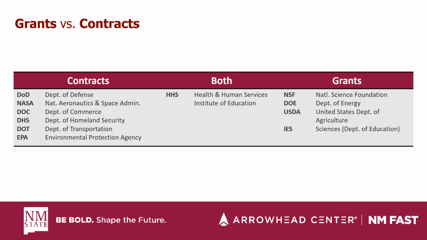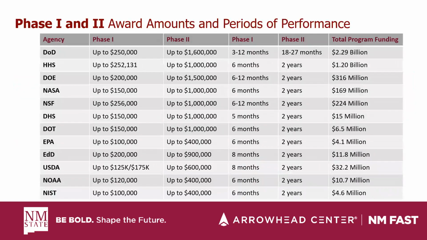And then this slide just shows you the breakdown of which agencies are contracting agencies, which ones are granting agencies, and really HHS is the only one who does both. I'm not going to read all of this, but this is again for reference, so you can see the agencies, the phase 1 award amounts, phase 2 award amounts, the periods of performance for phase 1, phase 2, and then the total program funding, so you can kind of see the size.